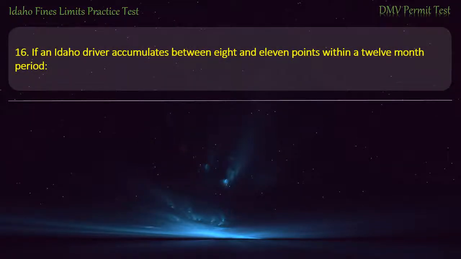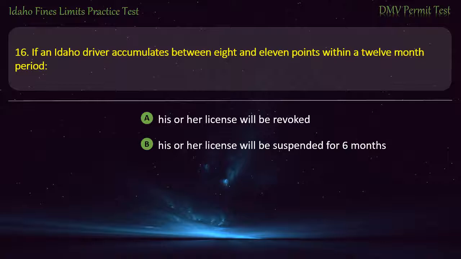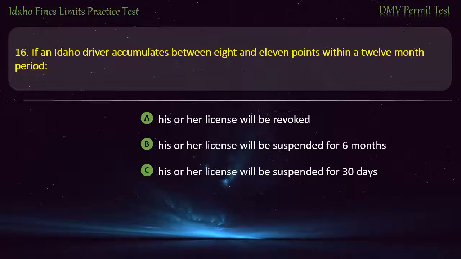Question 16. If an Idaho driver accumulates between 8 and 11 points within a 12-month period, his or her license will be revoked. His or her license will be suspended for 6 months. His or her license will be suspended for 30 days. He or she will receive a warning letter. Answer. He or she will receive a warning letter.